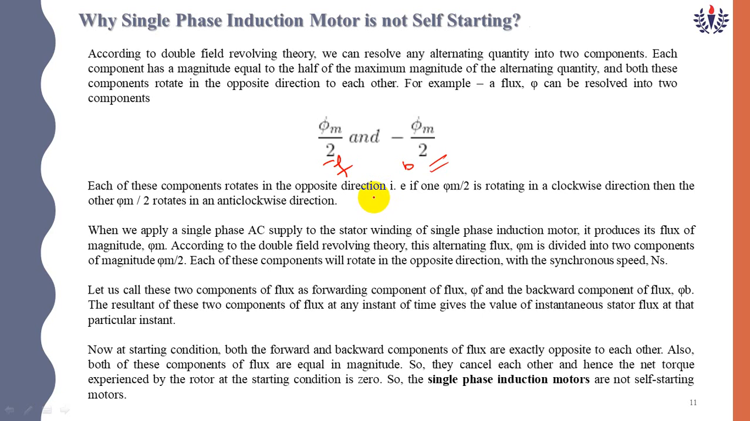If it is not cancelled, then it is possible. But here it is cancelling. Phi 1m by 2 minus phi 1m by 2 cancel each other, so no net torque is produced. Then the starting torque is 0. Because of this, single phase induction motors are not self-starting. But 3-phase induction motors are self-starting. In 3-phase there is only one flux produced, only one forward flux.